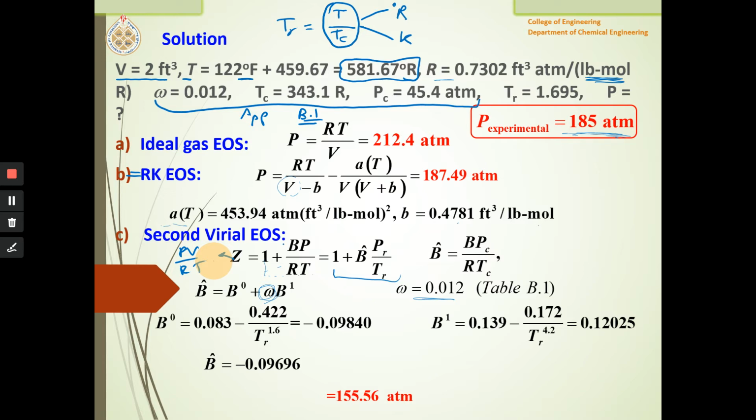Another option, to avoid having P on both sides, you can just write it as this. PV over RT is equal to 1 plus B over V. If you did it like that, then P will be on one side only. But keep in mind, this answer will be different from the answer you will get from here. But both are accepted because both are related to the second virial equation of state. The second virial coefficient is actually the B itself, and you have made the correlation for it.